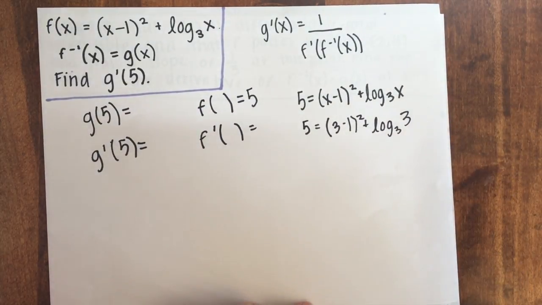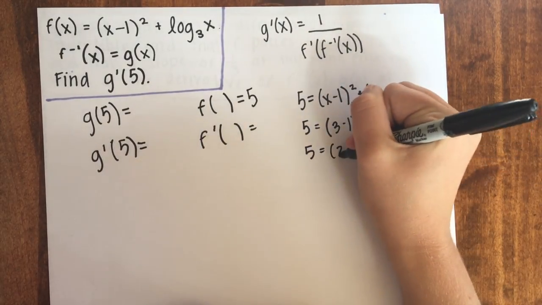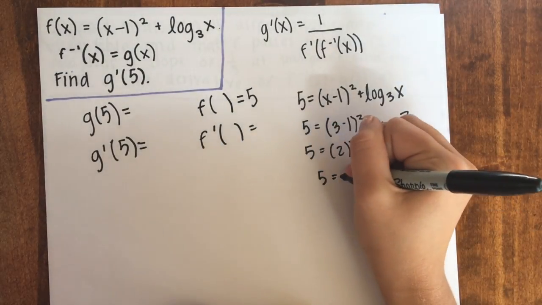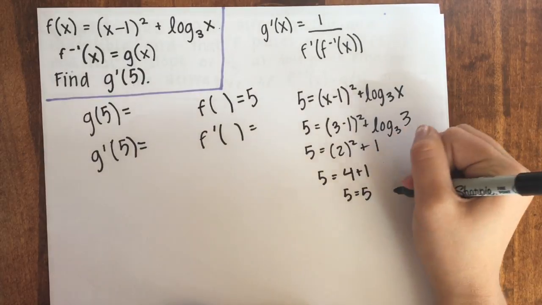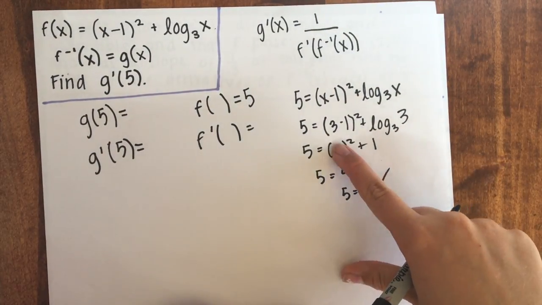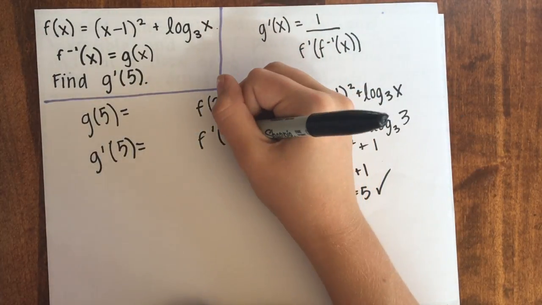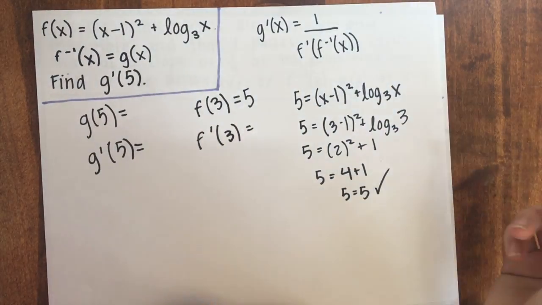So I'm plugging it in, and what I end up with is 5 equals 2 squared plus log 3 of 3, which is 1. So 5 equals 4 plus 1, which is true. So we know that f of 3 equals 5. So I'm just going to write that in. And now, since we found that, we find the corresponding derivative at that point. So we're going to find f prime of 3.